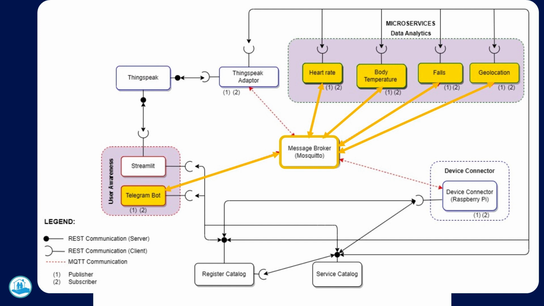The four microservices manage, analyze data and publish alarm messages on Telegram bot in case of abnormal conditions. The communication between microservices and Telegram bot is via MQTT. Now, let us analyze the tasks of microservices in detail. Let's start with the heart rate microservice.